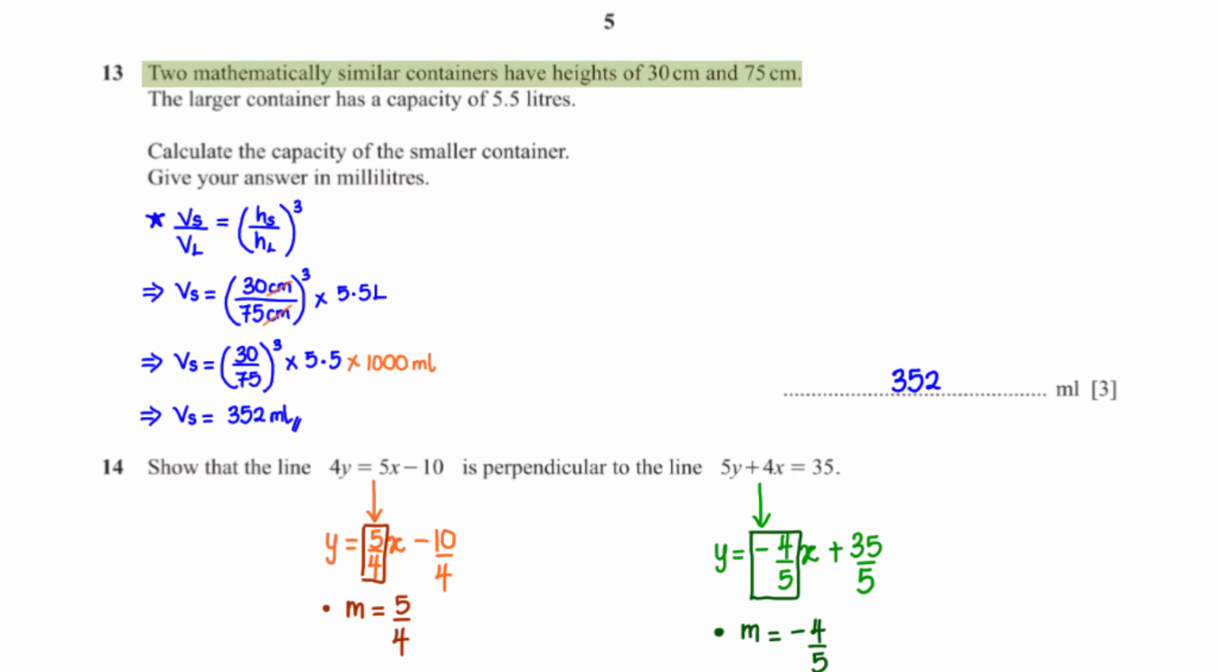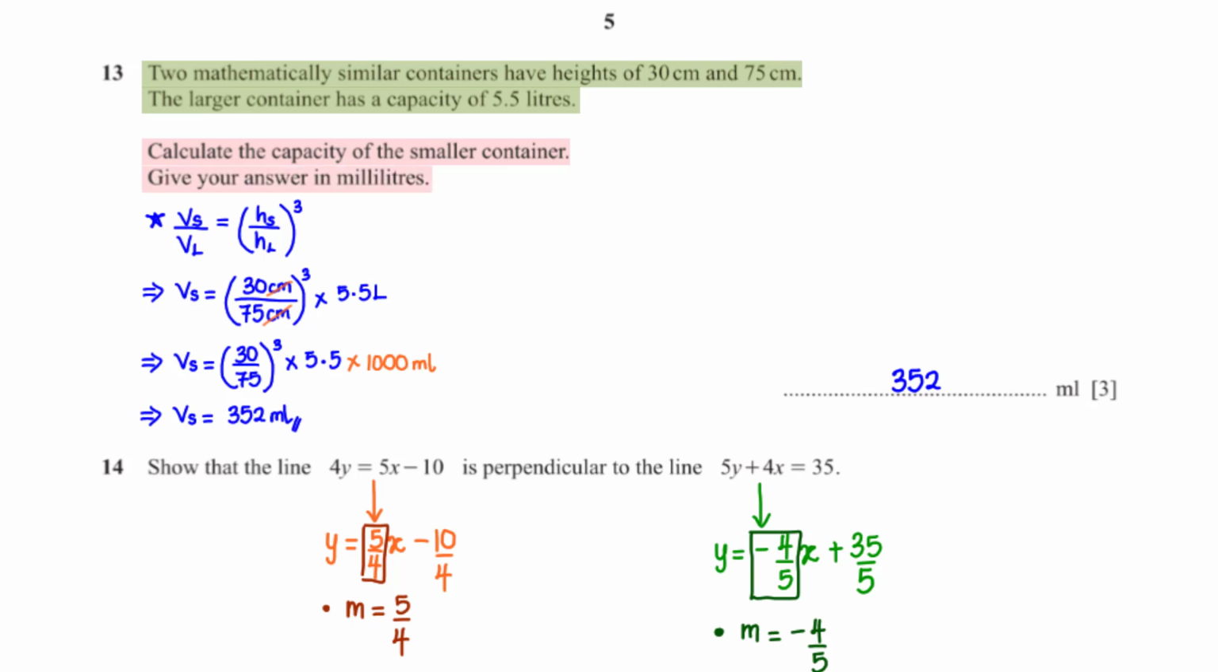Two mathematically similar containers have heights of 30 centimeters and 75 centimeters. The larger container has a capacity of 5.5 liters. Calculate the capacity of the smaller container. Give your answer in milliliters.